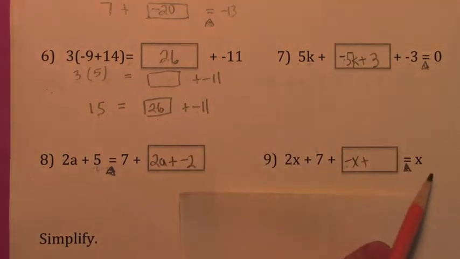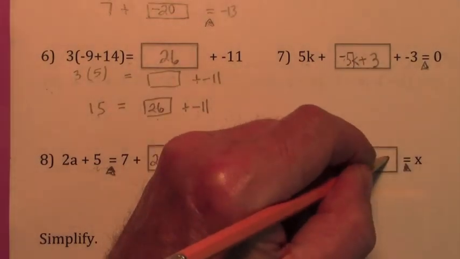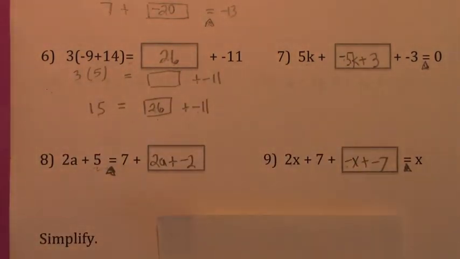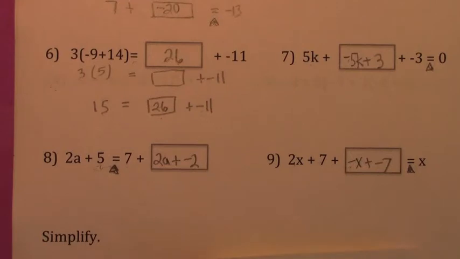And do you see any numbers over here? I don't. You have a 7, so what do you put inside the box so that it zeroes out the 7? It has to be a negative 7. That's how it works. Okay, let's go back.